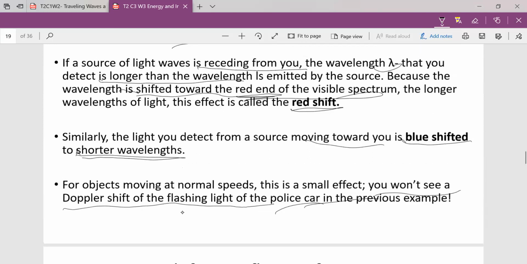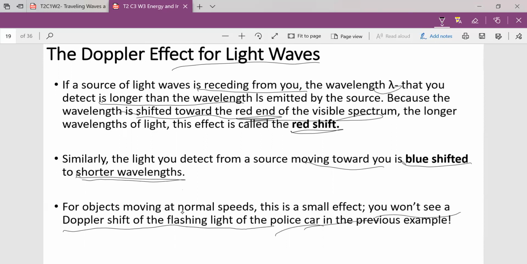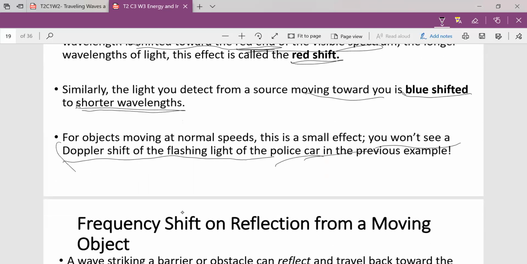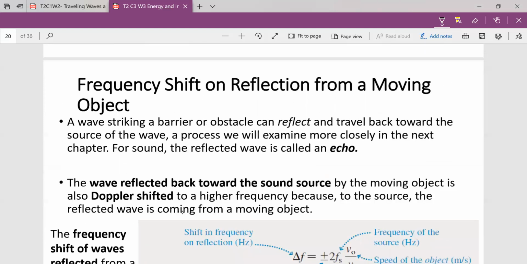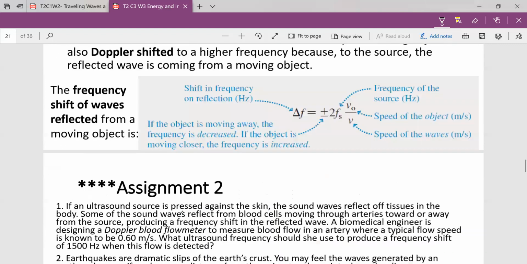All right. So for wavelengths, the Doppler effect in light, we want to emphasize the red shift and the blue shift description. The red shift typifies when it's receding from you, and the blue shift when it is approaching. And when it is moving at normal speed, you don't see any Doppler shifts. All right, just take note of those points. So the frequency shift on reflection from a moving object. Let's quickly run through that, and then we'll take a few examples and we'll be done.